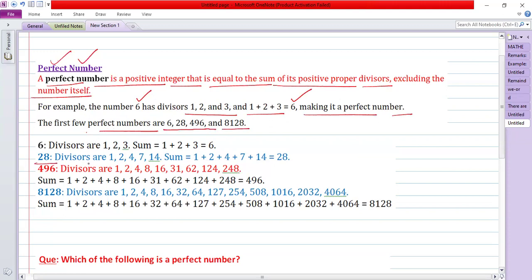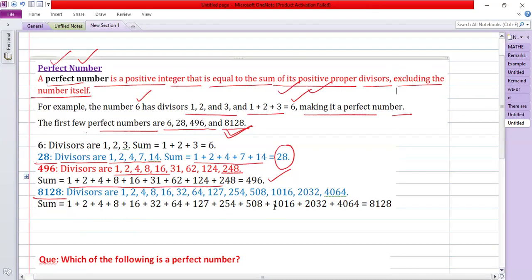So 28, what are the divisors of 28? 1, 2, 4, 7, 14. And if we add these, we get 28 itself. Similarly, 1, 2, 4, 8, 16 up to 248 are the divisors of 496, and if we take the sum of all these, we get nothing but 496. Similarly, one can verify the same thing for 8128. These are our first few perfect numbers.